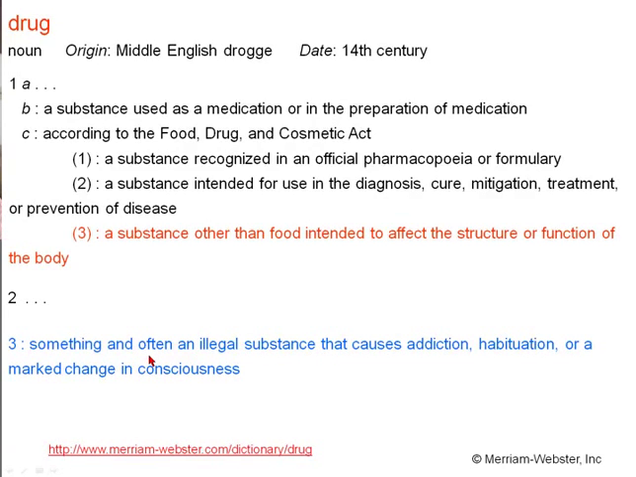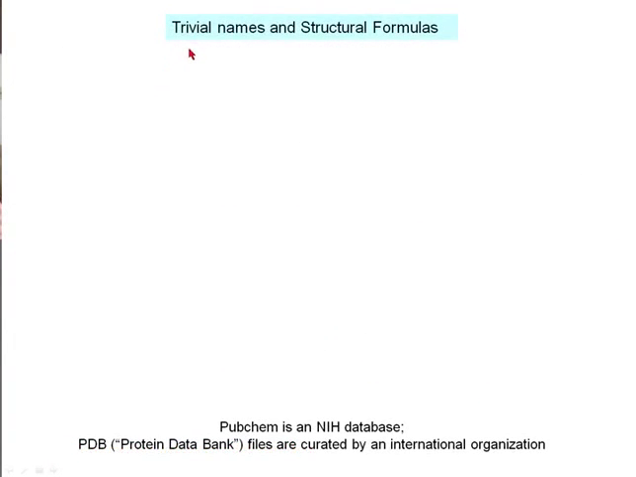according to the dictionary, a drug is something, and often an illegal substance, that causes addiction, habituation, or a marked change in consciousness. This is the definition used by many people, and it is also the definition used by the U.S. National Institute on Drug Abuse, part of the NIH, which supports a lot of research, including some of my own research.